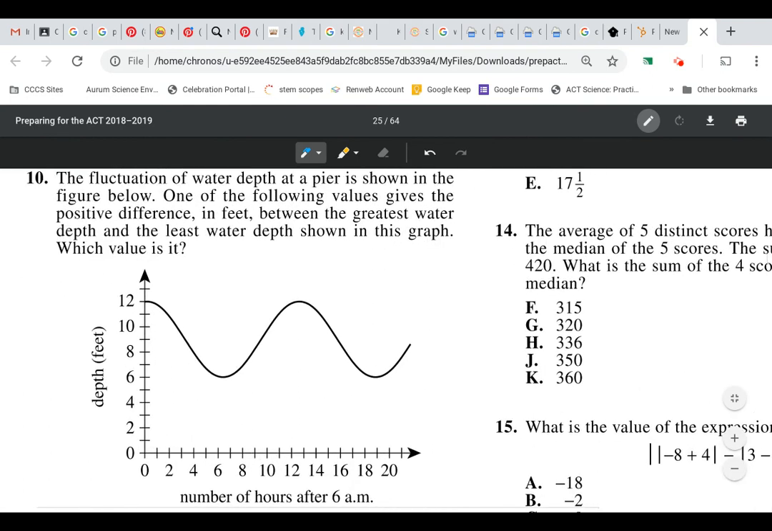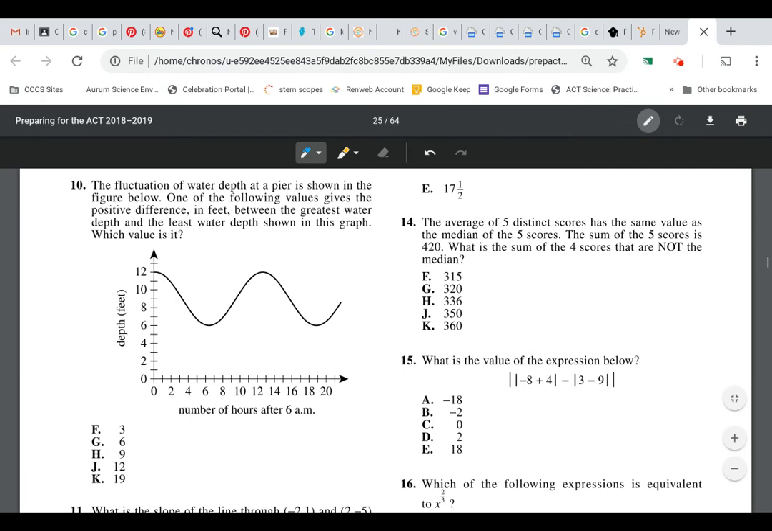Number 10. It's a long question. The fluctuation of water depth at a pier is shown in the figure below. Which of the following values gives the positive difference in feet between the greatest water depth and the least water depth shown in the graph? So your answer choices show you the positive difference between the greatest and the least, right? What's the greatest? 12. What's the least? 6. And then you subtract them. G.